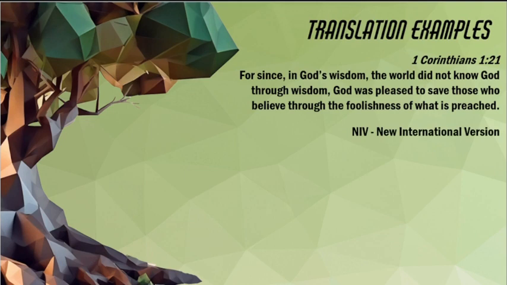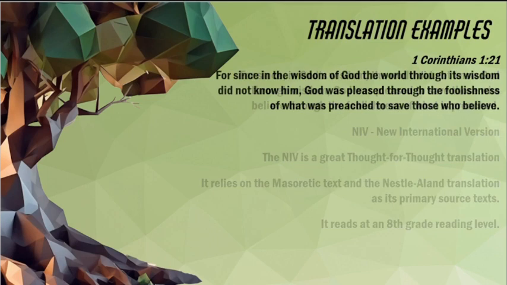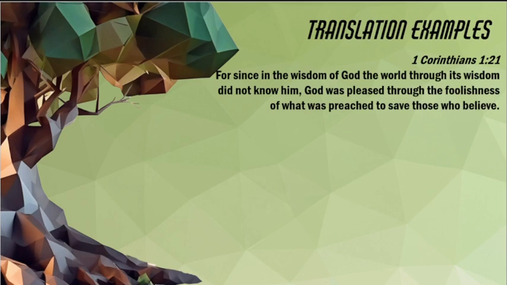NIV, New International Version. It's a great thought-for-thought translation. This is what I personally read out of in my daily devotions a lot of the time. It's my personal Bible. When you see me with my beat-up Bible, it's my NIV. It relies on the Masoretic text and the Nestle Aland translations as its primary source text, and it reads at an 8th grade reading level. It's much easier to read. This is a thought-for-thought translation. 1 Corinthians 1:21, for since in the wisdom of God the world through its wisdom did not know him, God was pleased through the foolishness of what was preached to save those who believe.